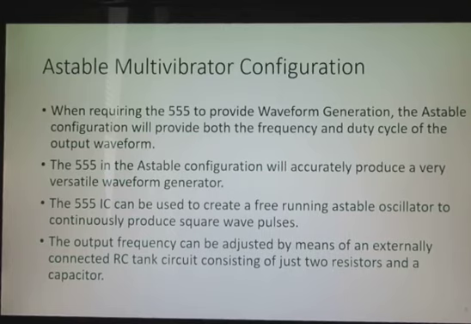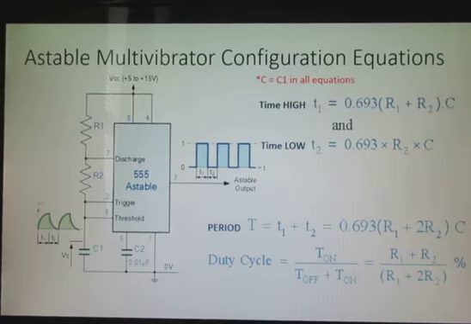Now we're going to switch to the last mode, and that's the astable configuration. Astable means having multiple states. This is essentially a free-running oscillator, and it provides a square wave signal at a specific duty cycle. It simply requires an RC network external to the IC.